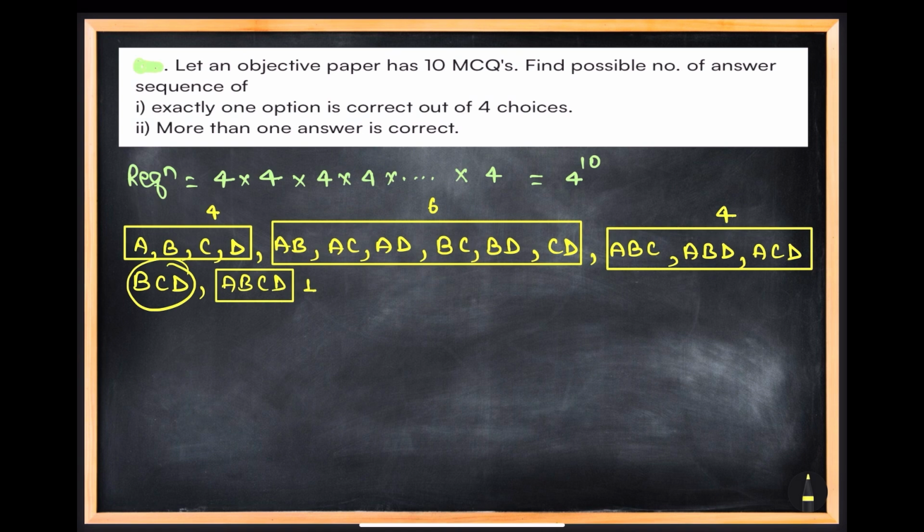Okay. Now focus on this case, the required number. For question number 1, there are 15 ways to answer. It may be single correct, double correct, triple correct, or all correct. So corresponding to these cases, for question number 1, there are 15 ways to answer that question. Correct? So this is for question number 1.